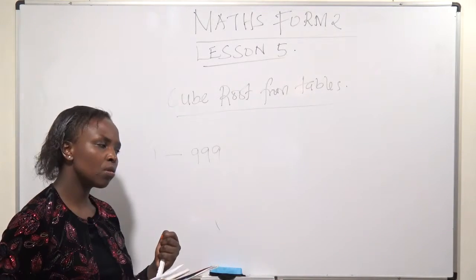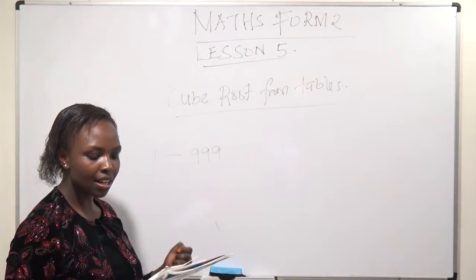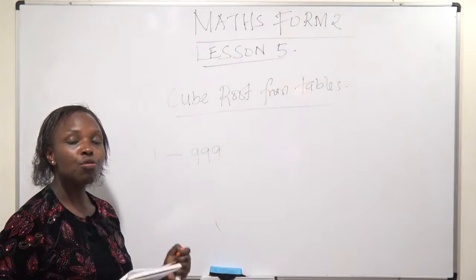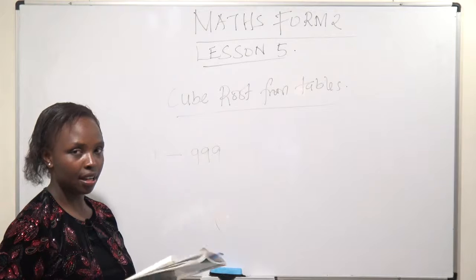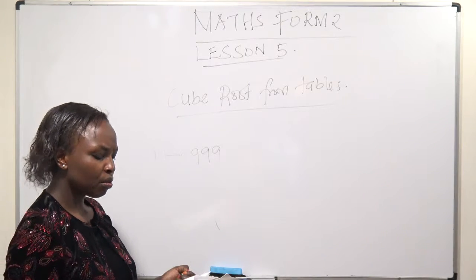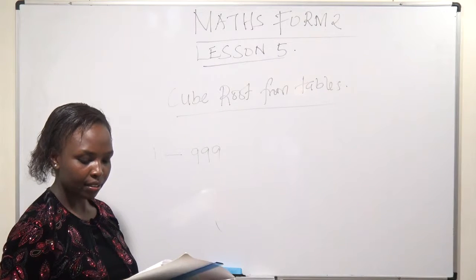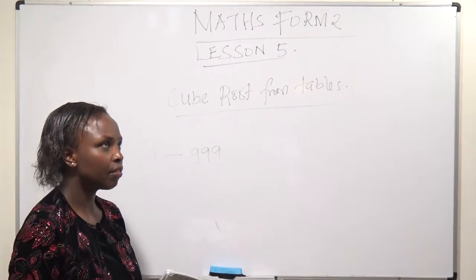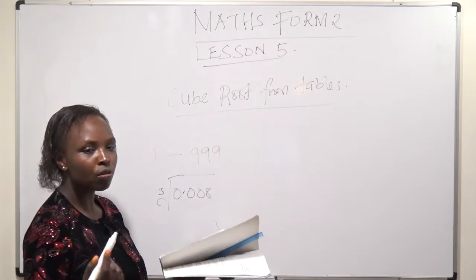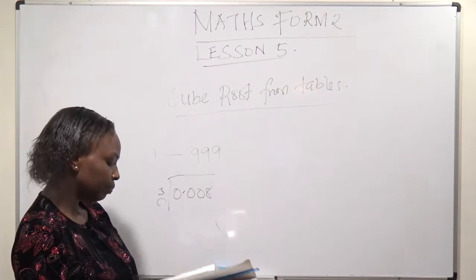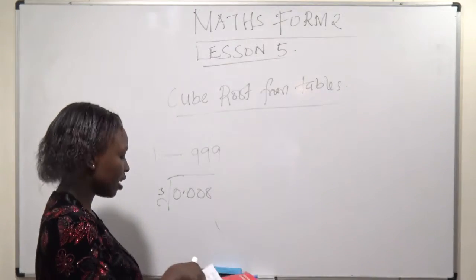Now, the other point you are supposed to notice is that if a number is greater than 1,000, you have to express it in standard form. The other point is that if a number is less than 1, let's say for instance, we want to find the cube root. But we are going to look at examples, don't worry if you're not understanding what we are saying for now. Let's now look at examples.